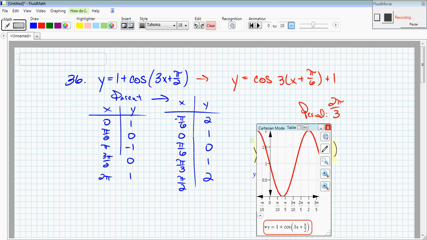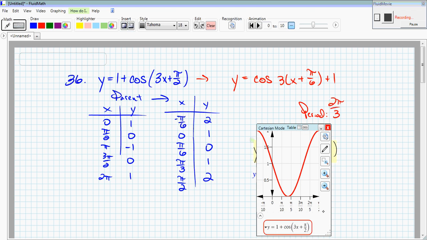And let's see. What was this again? Negative pi over 6. Okay. And this should be pi over 2. Okay, there it is. That's what we're looking for.